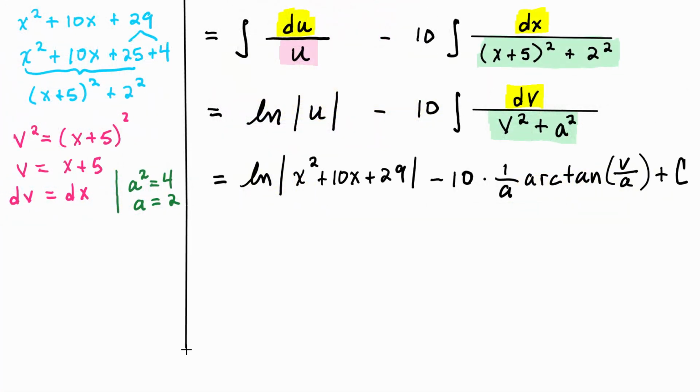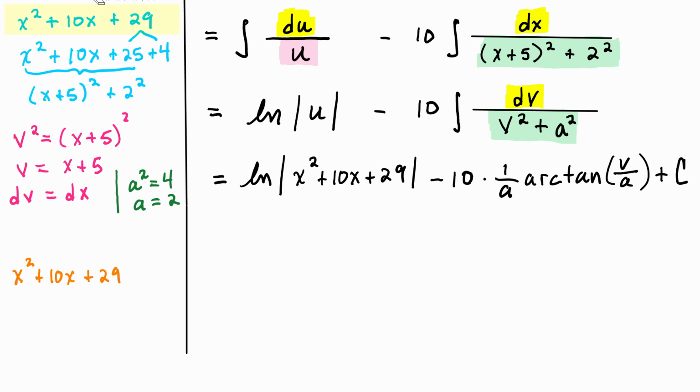We need to continue to simplify. So the next decision to make is whether we can drop these absolute value symbols. So we have to look at this expression inside and decide if it's always positive or if it's sometimes positive and sometimes negative. So the deciding factor is whether x squared plus 10x plus 29 ever changes sign or not.